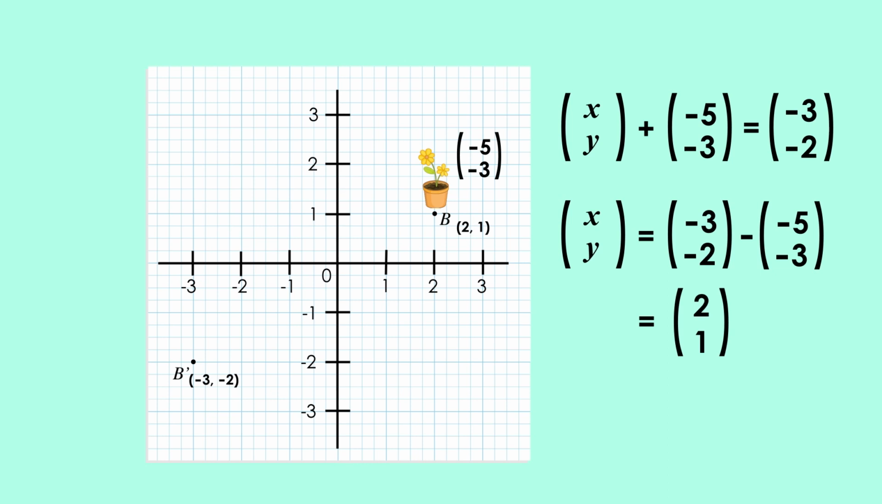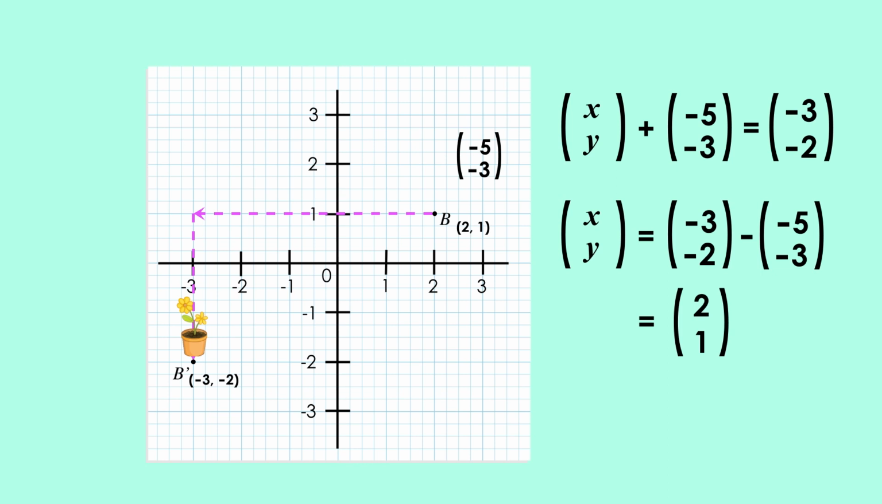Pupils, we can check our answers. Coordinates of the flower pot B (2, 1) undergoes a translation of (-5, -3). Therefore, coordinate x moves 5 units to the left and 3 units down. Yes, correct. The image of the flower pot is (-3, -2). Well done, pupils.